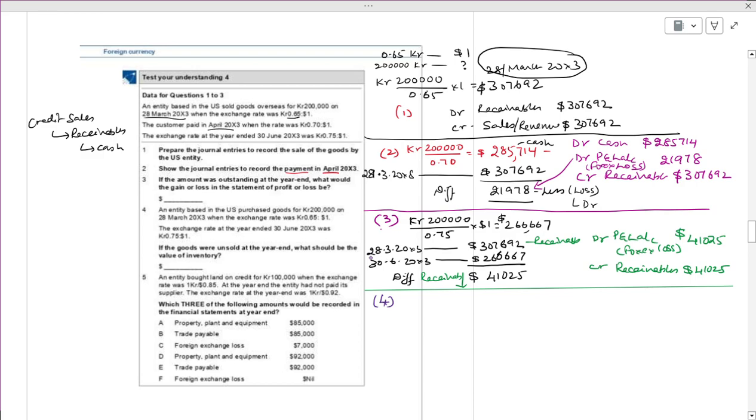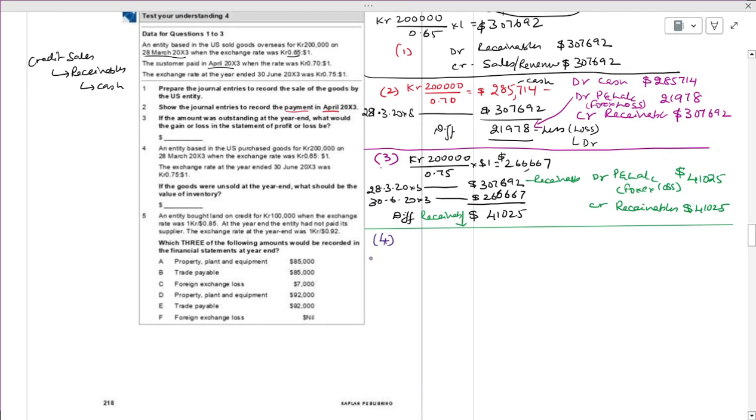No, first we make the journal entry. They are not asking anything else. They are asking only what is the value of inventory. No journal entry. 307,692. Which date? The first date.